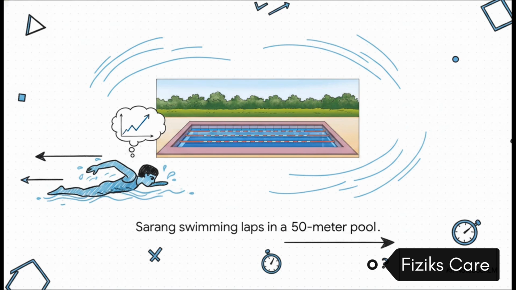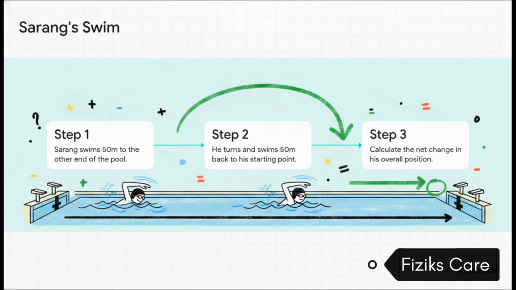We've got a swimmer here named Sarang, and he's swimming laps in a standard 50-meter pool. Let's walk through his 50-second round trip step by step. Step 1. Sarang swims 50 meters from one end of the pool to the other. Step 2. He turns right around and swims 50 meters all the way back to his exact starting point. Step 3. Let's calculate the net change in his overall position.